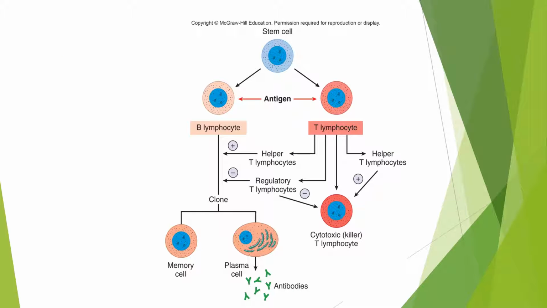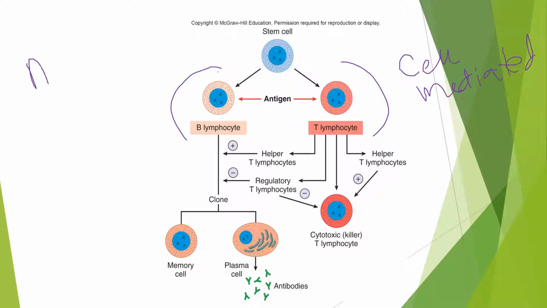When we look at this image, let's begin by going over it. From stem cells, we have the two different types of lymphocytes. We've got B lymphocytes and T lymphocytes, where again, the differences are that T lymphocytes are going to be cell-mediated responses, versus the B lymphocytes, which are going to be antibody-mediated responses, okay? And so let's begin by looking at the B lymphocytes.